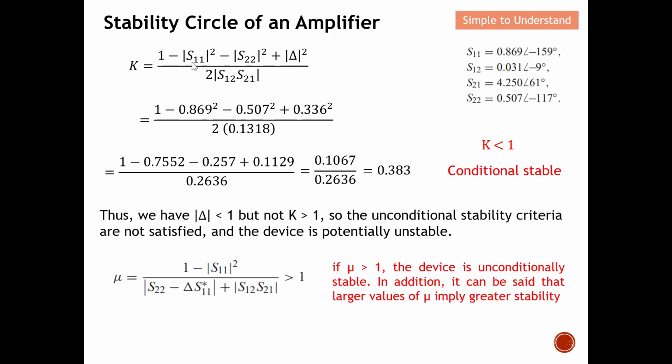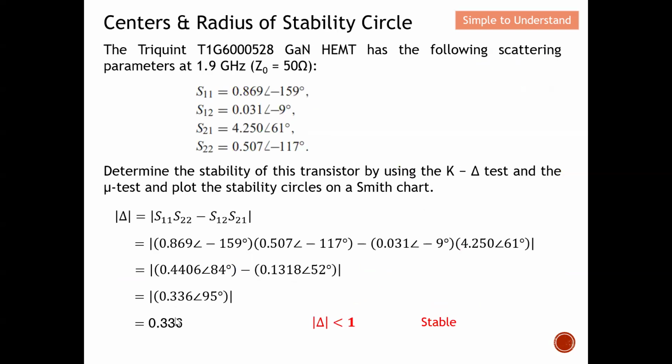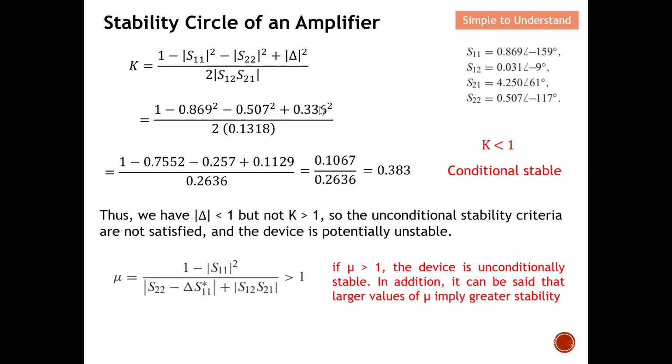You need the magnitude of S11. The magnitude of S11 will be 0.869, which is here. The magnitude of S22 will be 0.507, which is here again. This is the determinant of the scattering matrix that I calculated on the previous page, which is 0.336. So it's over here.